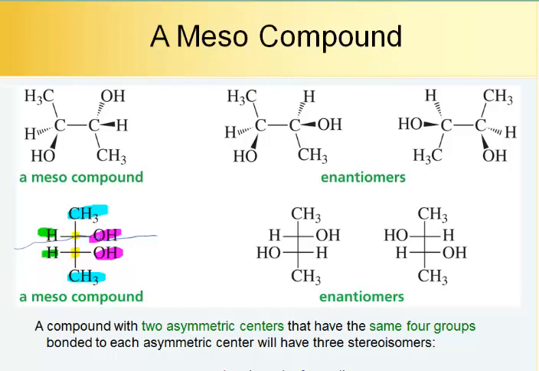Now, these 2 asymmetric centers can flip these compounds in order to form enantiomers. So a compound that's going to have 2 asymmetric centers that have the same 4 groups bonded to each asymmetric center is going to have a total of 3 stereoisomers. 1, 2, 3. It just happens that 2 and 3 are twins, and your meso compound is the older sibling.